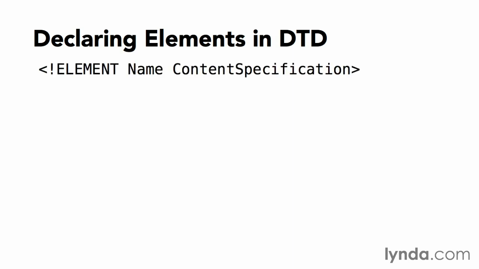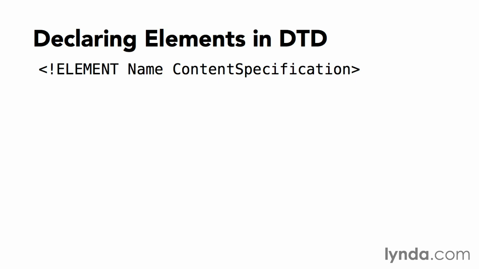Declaring elements inside a DTD is accomplished using an element declaration, and element declarations have the format of an angle bracket followed by an exclamation point and the capital word ELEMENT, followed by a name and a content specification, where the name is the name of the element that you're going to be declaring, and the content specification defines what the valid contents for the element are.